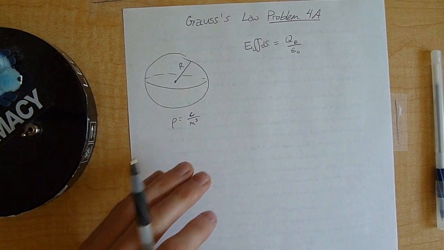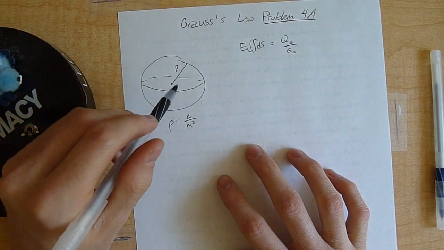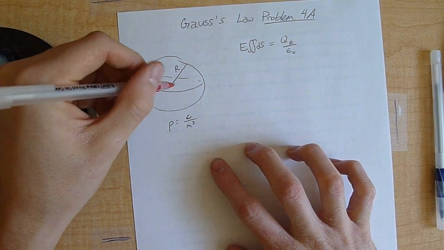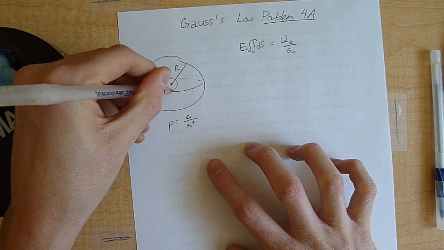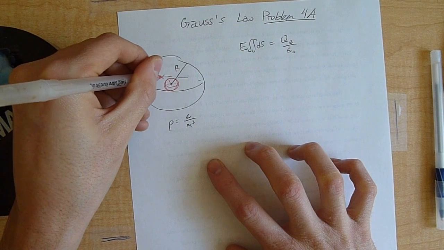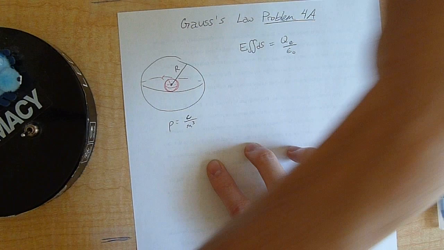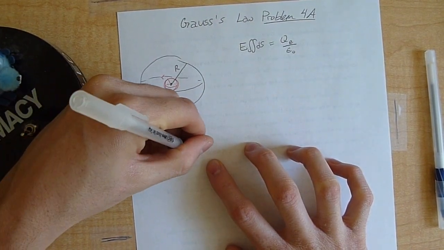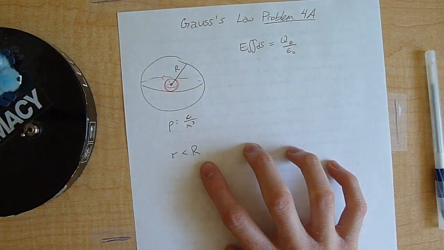This video is for Gauss' Law problem 4a. In Gauss' Law problem 4a, we had a charged sphere with a radius big R, and we talked about an enclosed sphere with a radius little r that was inside of our charged object. So for this example, the radius little r of our Gaussian surface is less than the radius big R of our charged object.